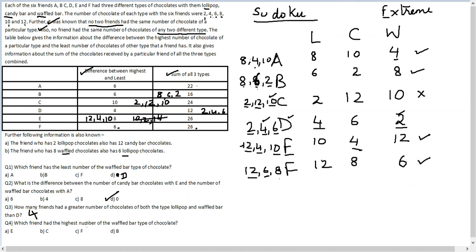Which friend had the highest number of waffled bar type of chocolate? Highest number of waffled bar chocolate type comes with E. Therefore the answer has to be option A. And that is all the questions.